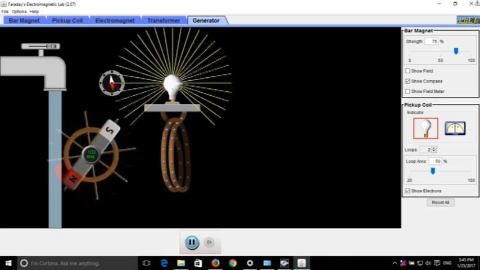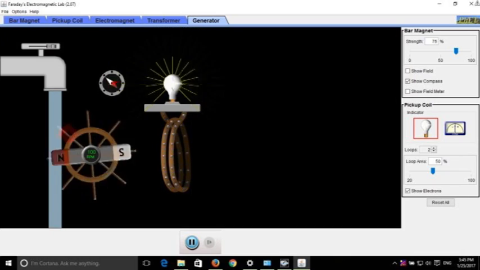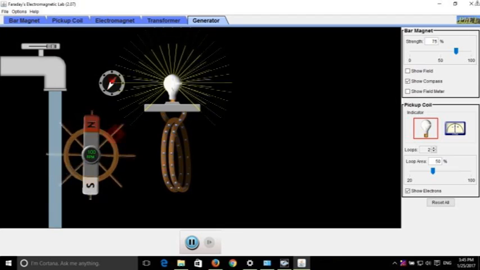So here you can find the electrons moving in two different directions. Very quickly it is changing because this generator is an AC generator. Okay, so this is how you should understand.